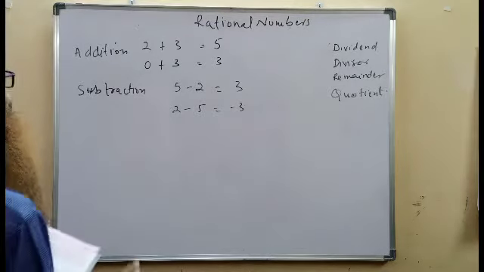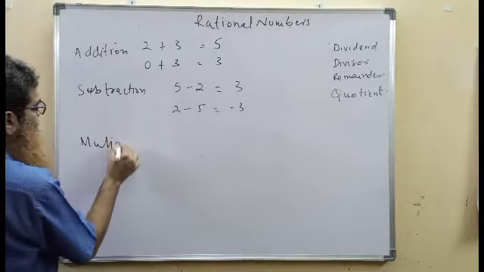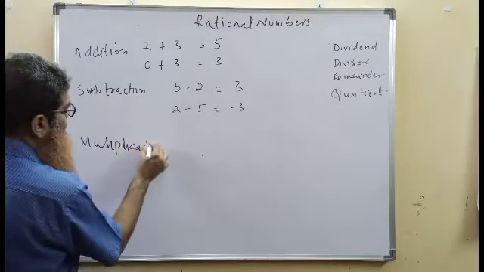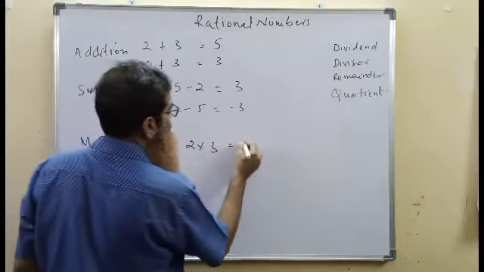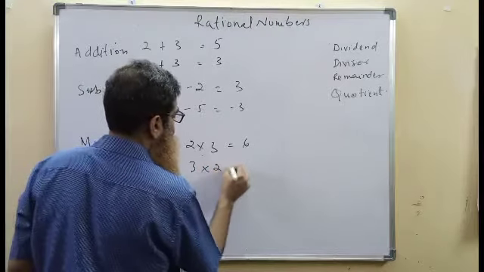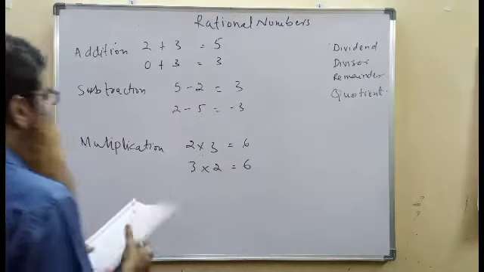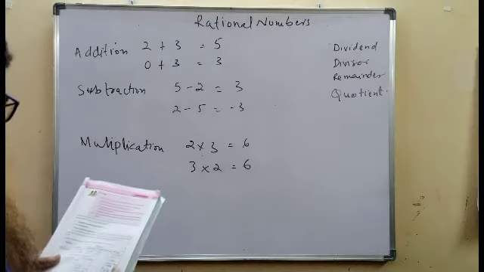Multiplication, the third operation, is again closed. 2 into 3 is 6, and in reverse, 3 into 2 is also 6. So it is closed under multiplication. You can note down the example.